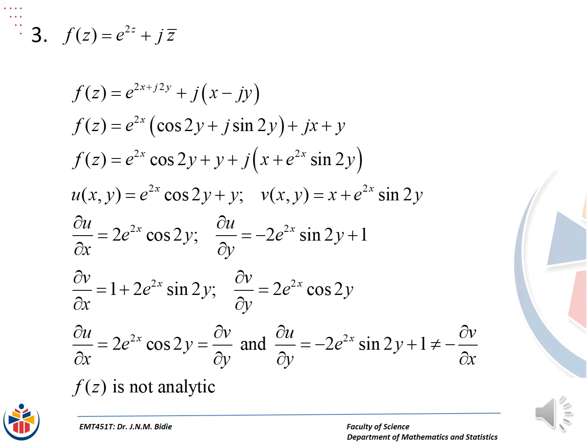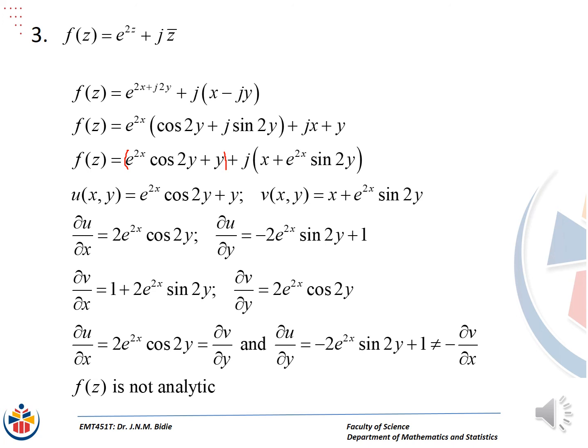So I took out e to the power 2x. And then we have in the second term z bar is x minus jy, and then we multiply by j. Then we have jx plus y. And then we group together the terms that represent u, which do not have j, and the terms that represent v. And then we specify u are the first two terms, and v have the coefficient j, but we don't write j down.